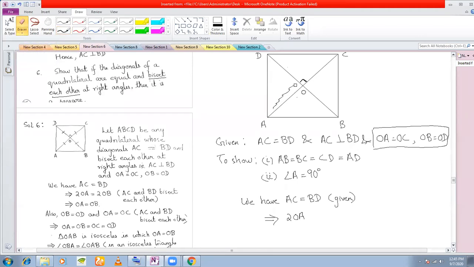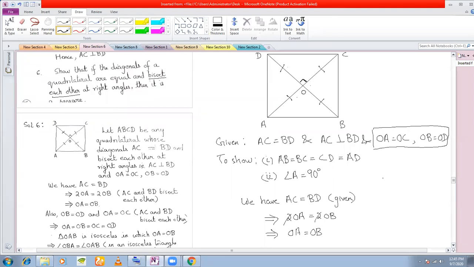Similarly, the other diagonal BD is twice the length OB. So what are you actually getting? This two cancels, so you're getting OA is equal to OB. That means all these lengths are equal.